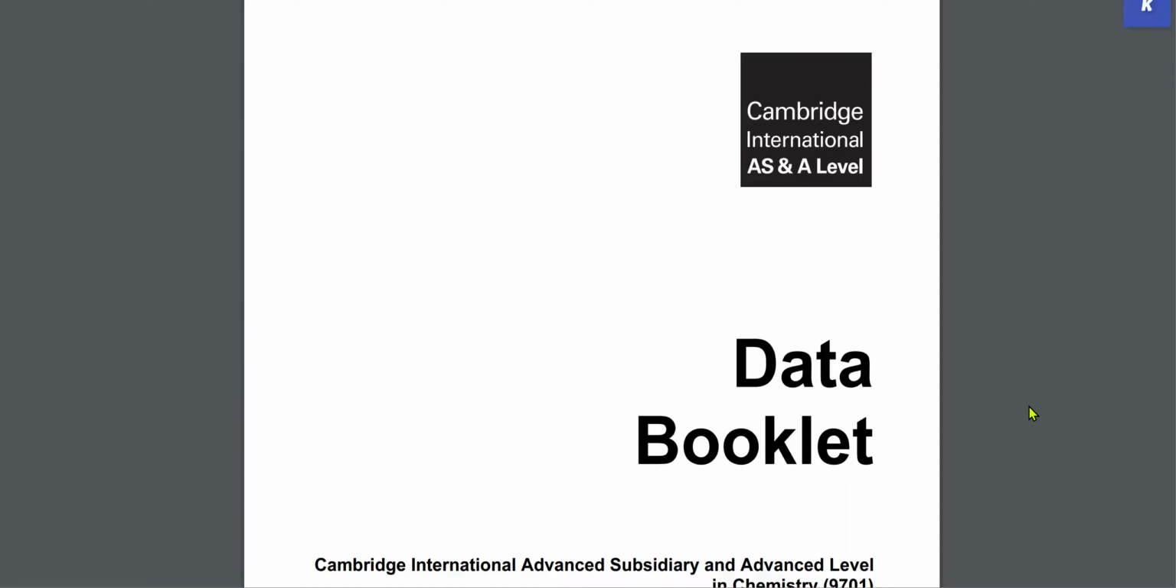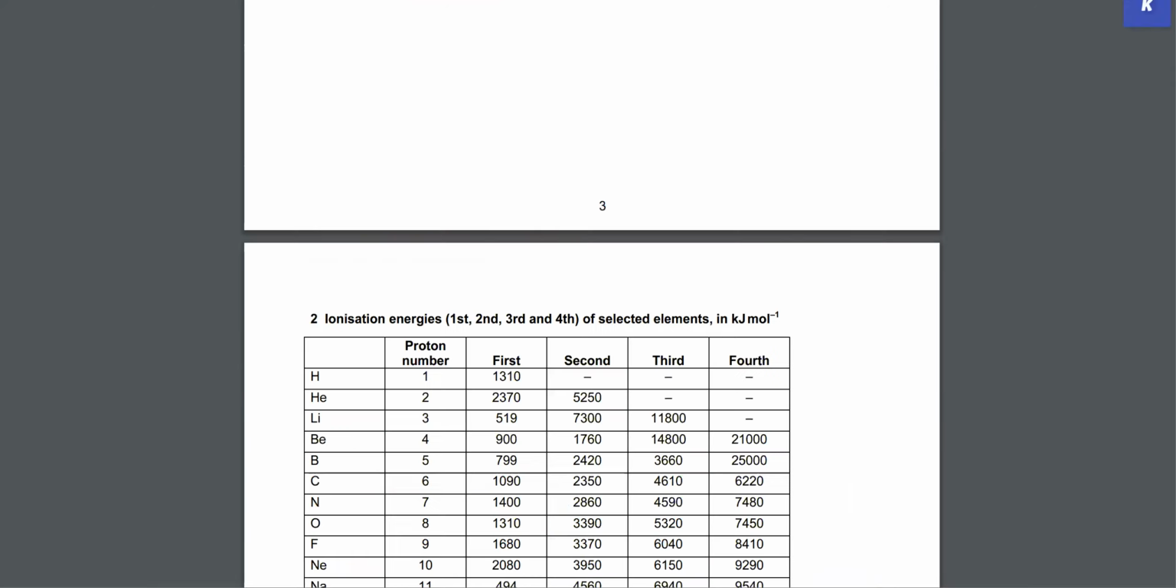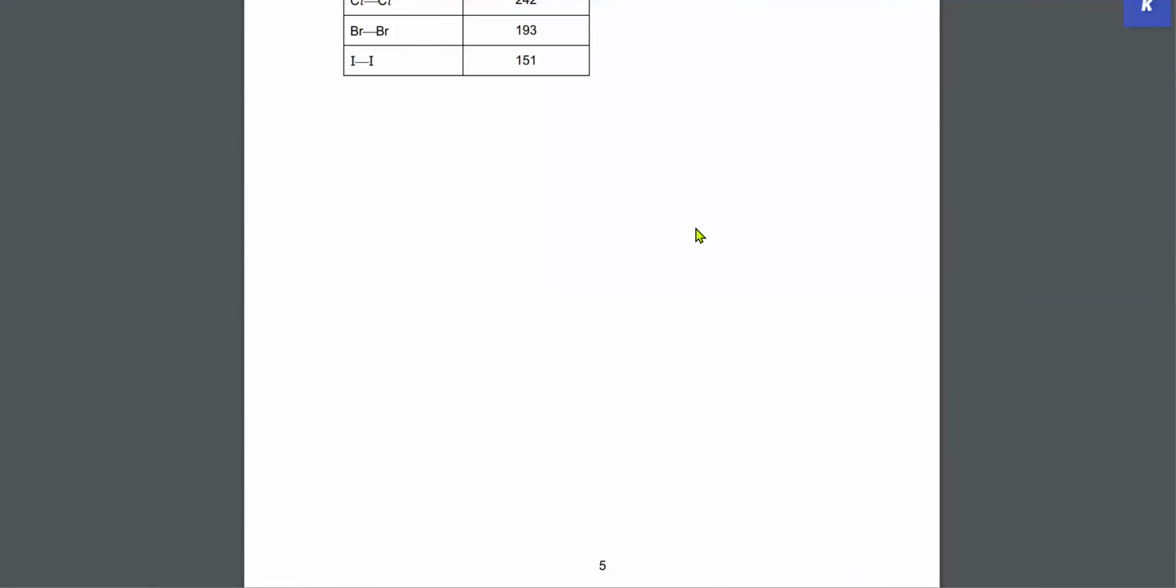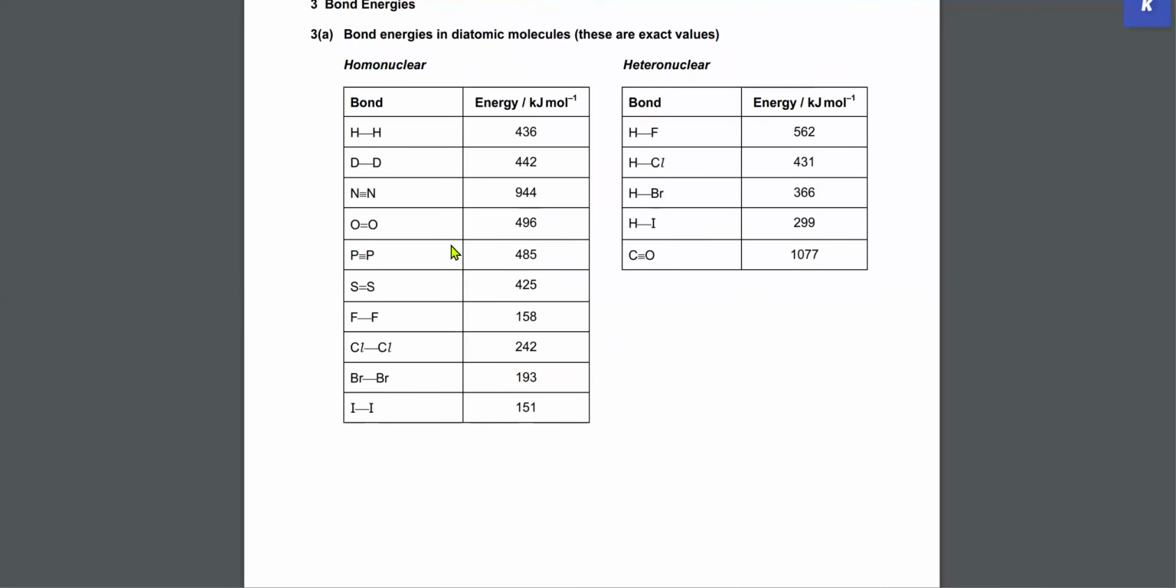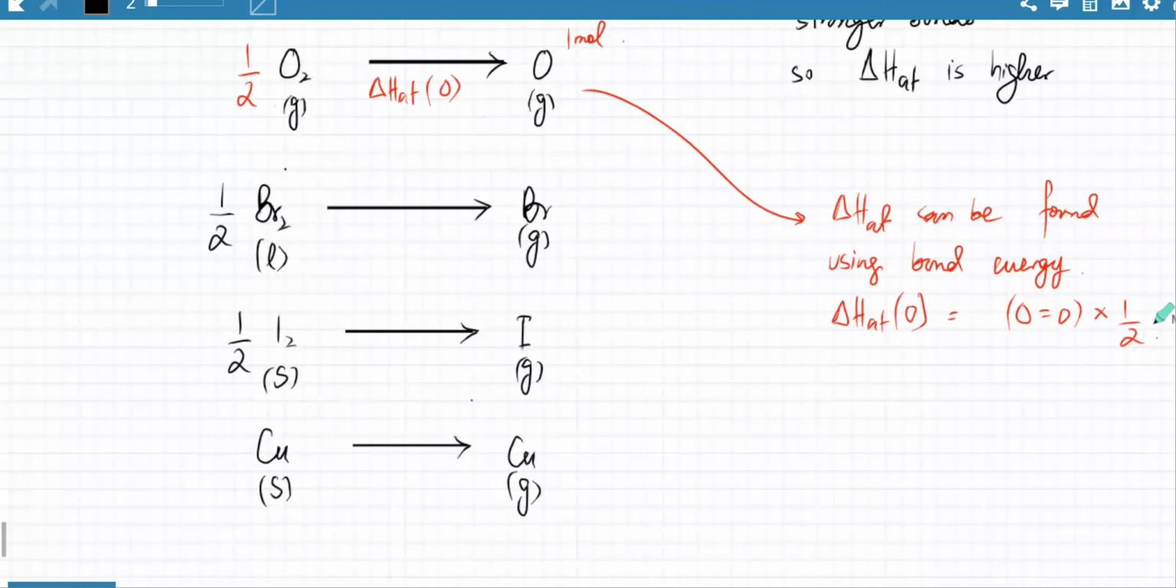So in the data booklet, we already did this part, there's a page where bond energies are provided. For example, over here, the oxygen-oxygen double bond is given. That's 496. So you're just breaking half of a molecule, so 496 times half. That would give you 248. So 248 is going to be your answer. But only sometimes. Is this point clear to everyone?